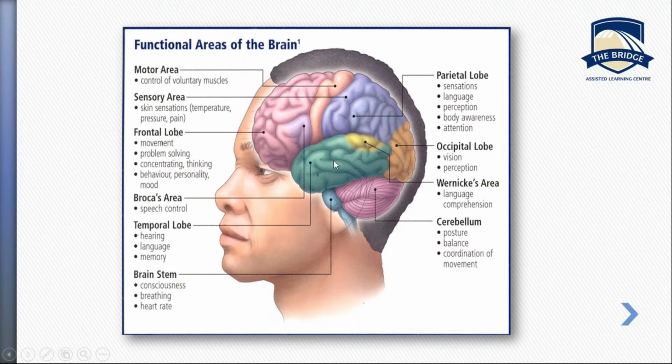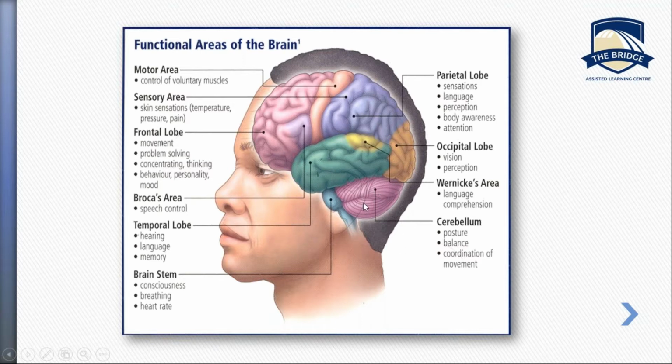Next part, temporal lobe, next to it, hearing, language, memory. Next to that, the occipital lobe, vision, perception, and next to that, the parietal lobe, sensations, language, perception, and body awareness, if you like. So interesting how the four major lobes of the brain are made up, and then also in between, you'll see that area, that's the motor area of the brain, controlling voluntary muscles, running, speed, climbing, coordination, and so on. That's one of the major areas of the brain that handles that.